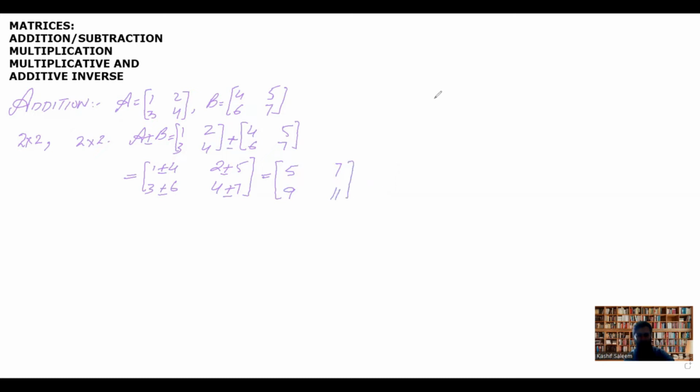And the answer for subtraction is 1 minus 4, that is minus 3, and 2 minus 5, which is also minus 3. 3 minus 6 is also minus 3, and 4 minus 7 is also minus 3. So this is the answer for subtraction, and this is the answer for addition. Addition and subtraction are quite simple, but multiplication is a little bit difficult for the students.